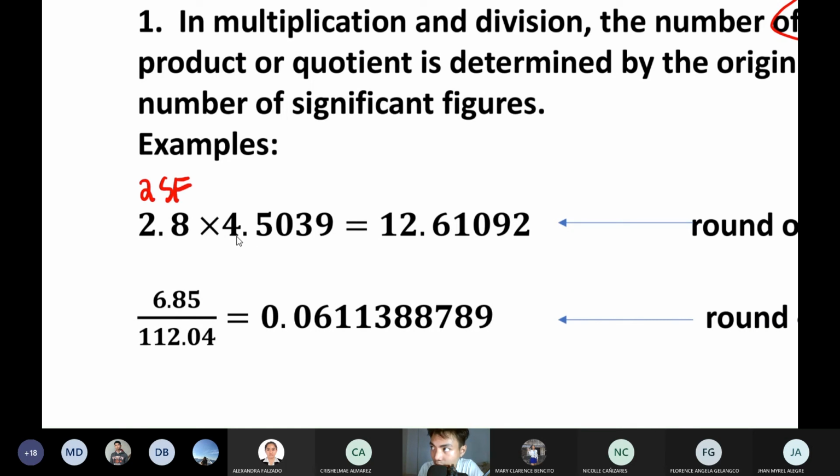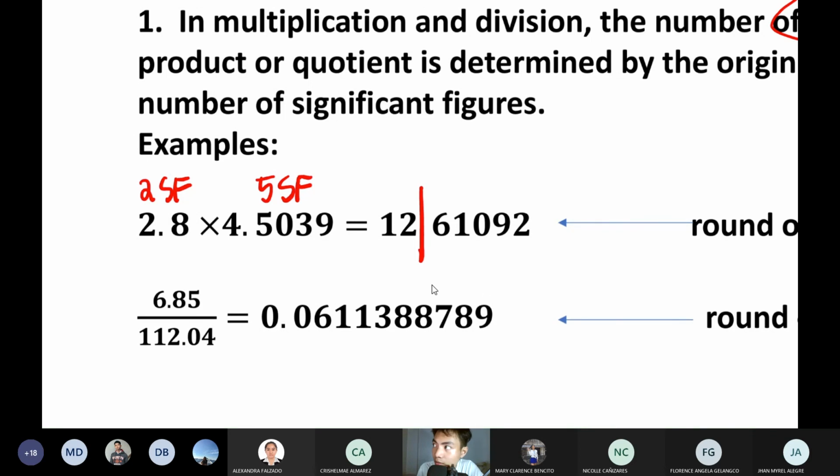Ito, ilang significant figure to? 1, 2, 3, 4, 5. So 5 significant figure yan. So, my final answer should be expressed in 2 significant figures, no? So, that means, ito yung number ko. I'll start counting the sig fig from the left. 1, 2. Hinto na ako dyan. Any number sa right side, pwedeng i-round off na natin yun.